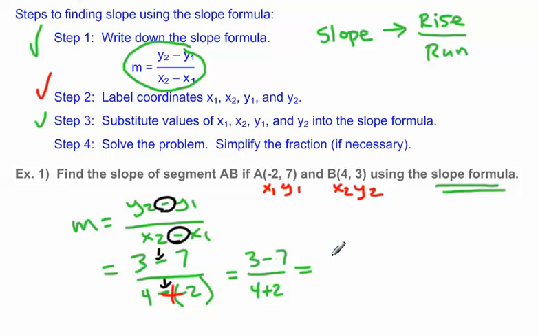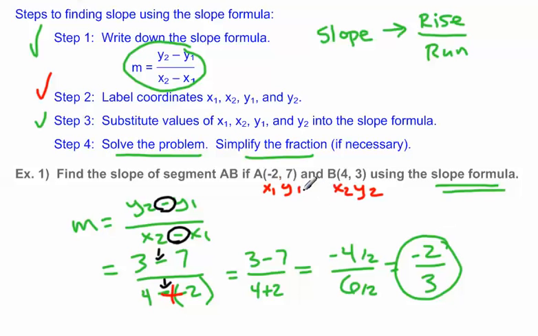Step 4 says to solve the problem, so let's do that. 3 minus 7 is a negative 4. A 4 plus 2 is 6, so I've solved the problem, but now I need to simplify the fraction if necessary. Now, 4 and 6, these are both even numbers, so I can divide both of these by 2. And I can reduce this down to a negative 2 over 3. And so the slope between these 2 points, A and B, is a negative 2 over 3.